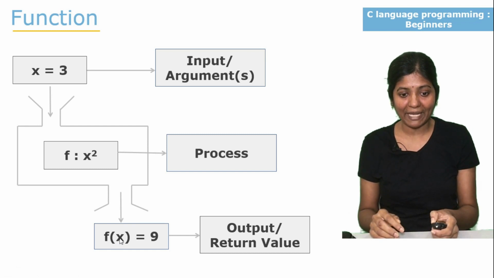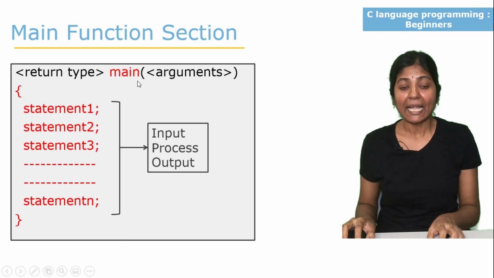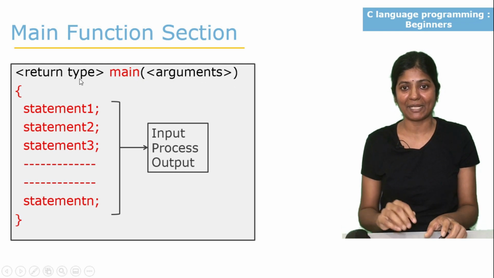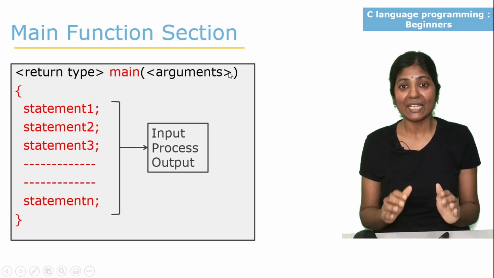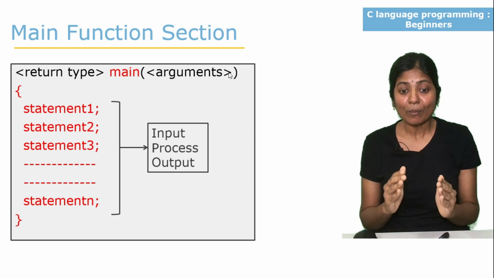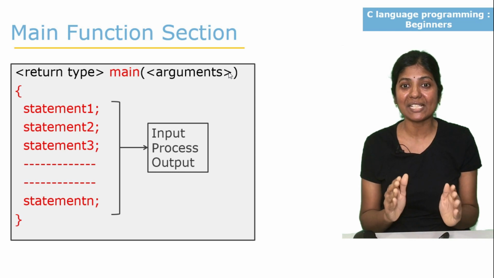Let's go back to our main function. We can see here f means main here, and to say that it is a function, we should write an opening parenthesis and a closing parenthesis. Here x represents arguments. Return type and arguments are optional. For now, I am not going to take return type and arguments. We will know more about the arguments and return type in the functions chapter.